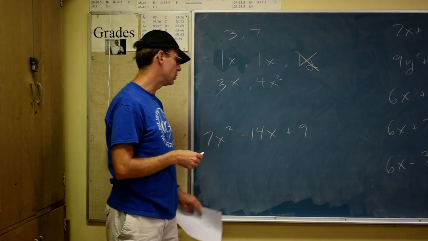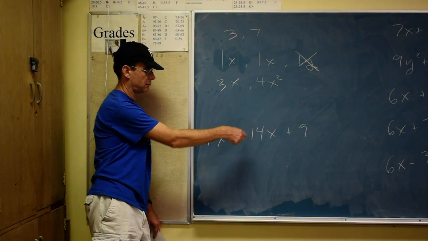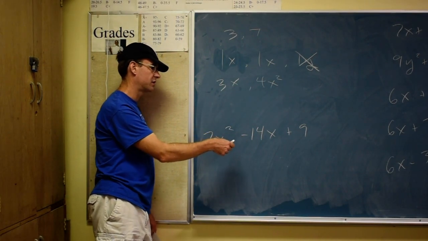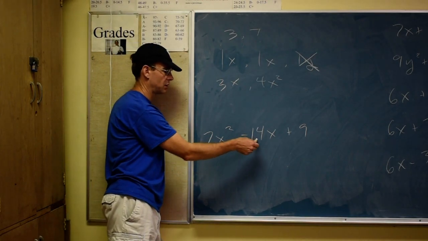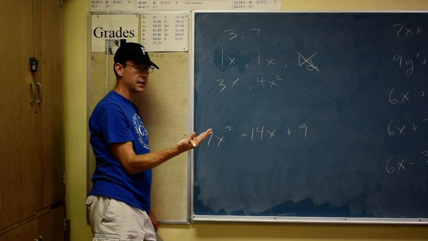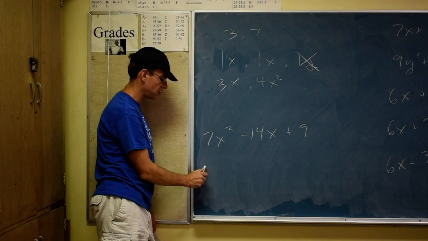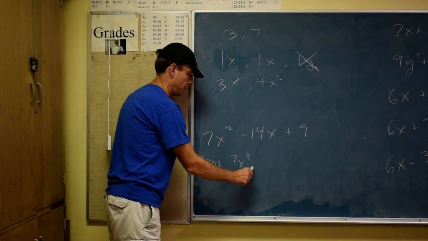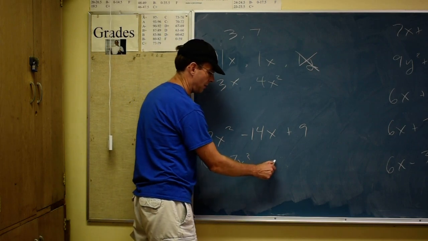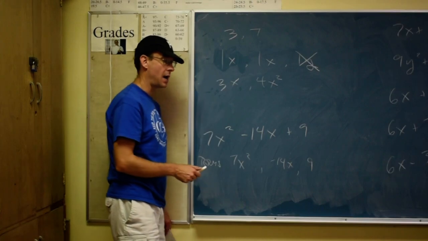If I asked you to list me the terms of this, this is called an expression. It's made up of several terms. Someday we'll learn the word trinomial. This is actually called a trinomial because it has 3 terms, and tri usually is a 3 prefix. But there's 3 terms here. One of the terms is 7x squared. The next term is negative 14x. The last term is a 9.